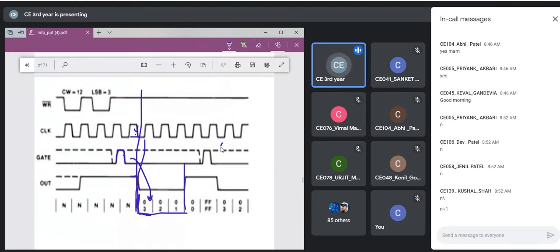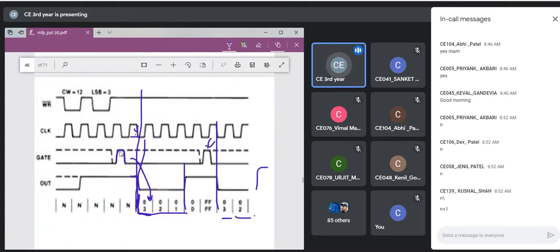As soon as you trigger once again, it will take one more clock cycle to write it in. One more clock cycle after this, at this negative edge after the gate, the count will be written. Okay, and then it will count down again. Whenever it comes to 1, after that it will come to 0, the out will go high, and it will remain high till the next trigger comes.